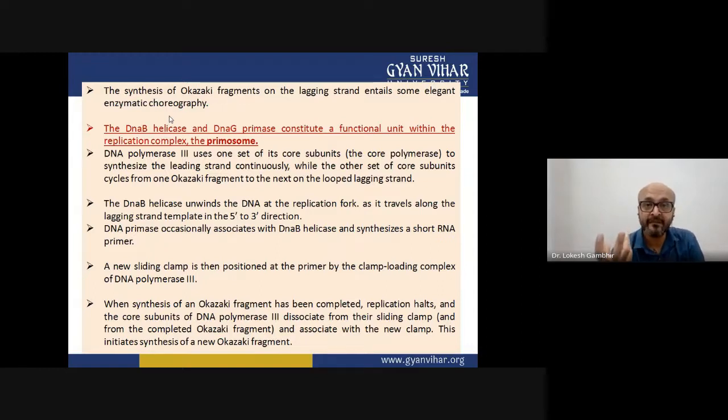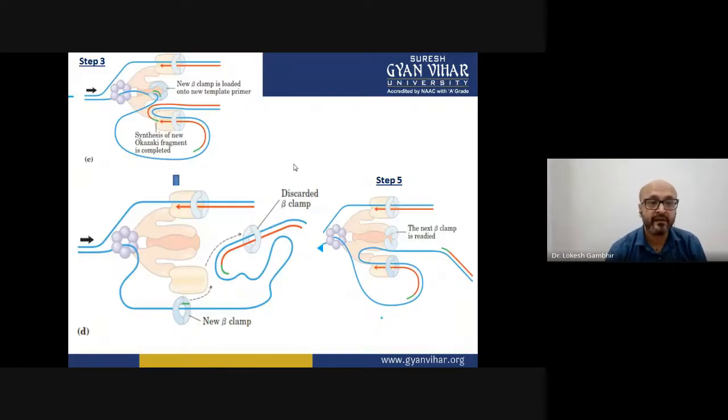And what is the principal enzyme that is using this primer to extend the DNA? That is DNA pol 3. DNA pol 3 is actually the core polymerase of this particular reaction, which is synthesizing a continuous leading strand, while the other set of DNA pol 3. So see what I meant by the other set. We have two arms here, right? The beta clamp consists of two copies of DNA pol 3. One will be attached here, one will be attached here.